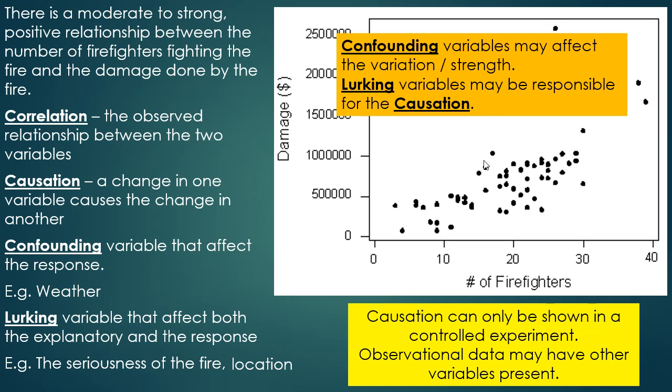So confounding variables might affect the variation in the damage or the response variable, and they might affect the strength of the relationship, and lurking variables may be responsible for the causation between the explanatory and response variables. Now I'm going to look at an example. I'm going to bring an example up on NZGrapher.